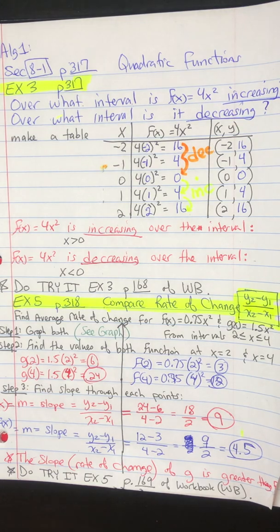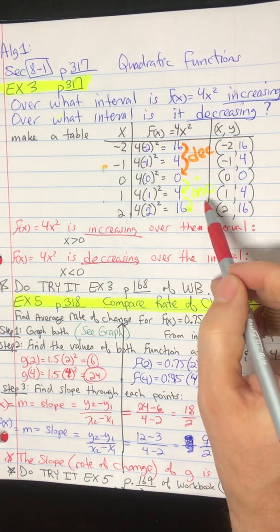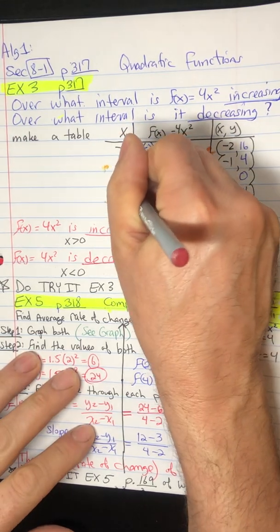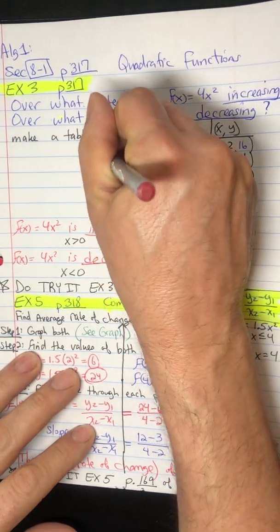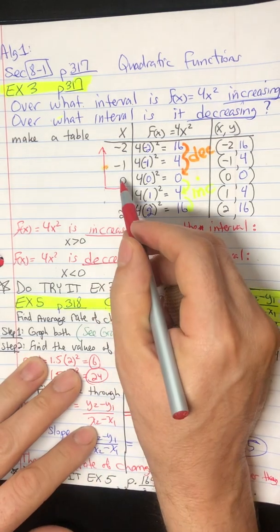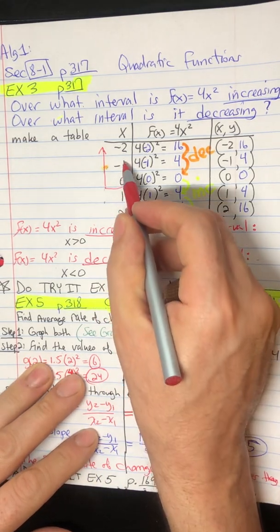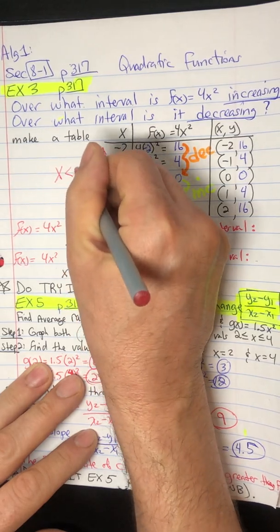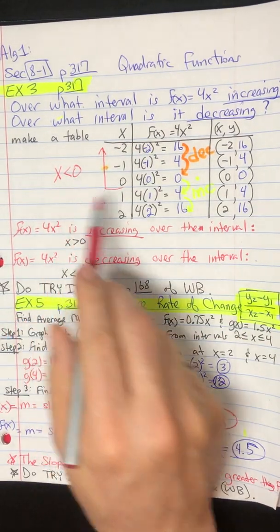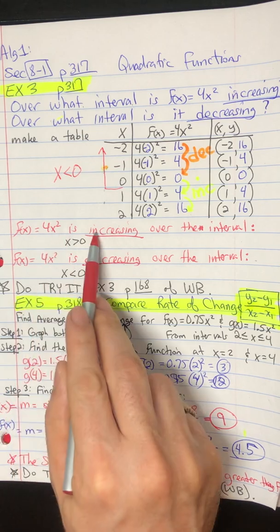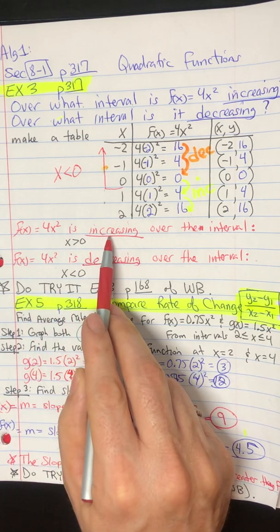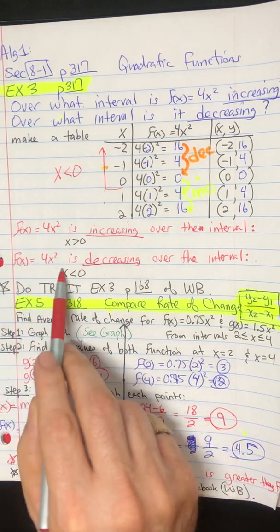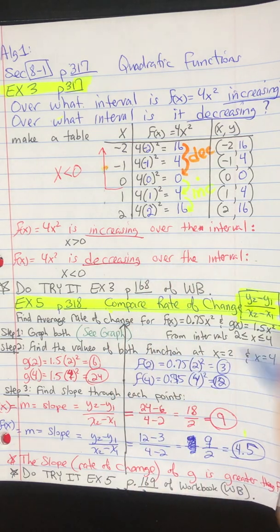You notice that? So this is what they're talking about. Over what intervals is it decreasing? What intervals is it increasing? So how would you write that? In the negative sections, it's decreasing. These are all numbers that are less than 0. It's decreasing for all numbers less than 0. So that's the next one right here. When is it increasing?